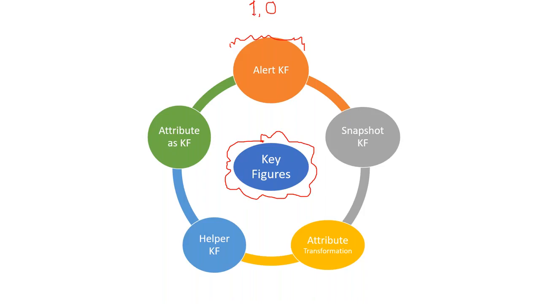So yesterday we were talking about the attribute transformation. If there is any alert, we want to transform an attribute value, for example, a resource to a bottleneck resource or not a bottleneck resource. So by dynamically combining the alert key figure functionality with the attribute transformation, we can achieve that scenario.